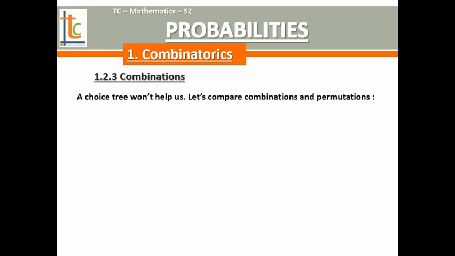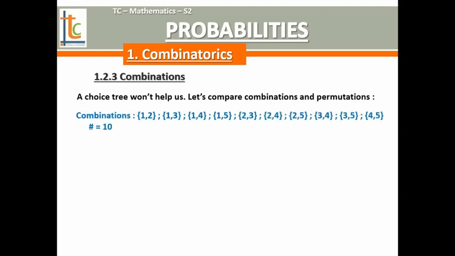So, a comment here, a choice tree won't help us. A choice tree implies order because you've got a first level and then a second level in the tree. So it would make you think about the situation with a certain order, and we won't think of the situation with an order. So let's compare combinations and permutations to be more direct.